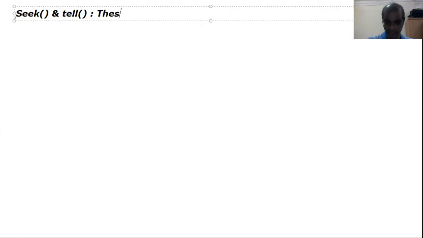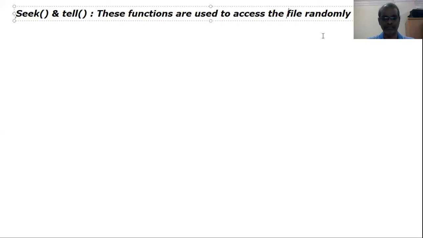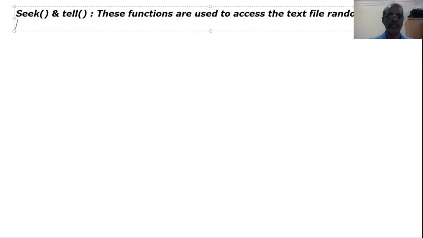These functions are used to access the file randomly. File means text file. Access the text file randomly. How do we do it? Now let us see. First, we will see tell.